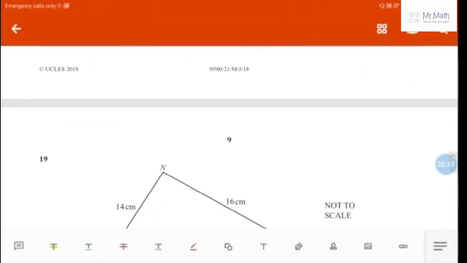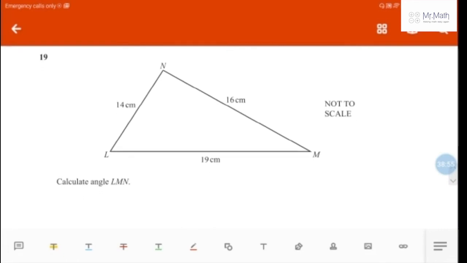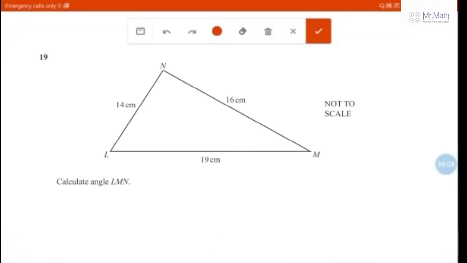Now, let's solve question 19, and I'm given the triangle LNM, and I want to find the angle LMN. So it's that angle. Let me call it X. Since I'm given a triangle with 3 known sides, and I want to find an angle that is between the sides NM and LM, the only way is to use the cosine rule.